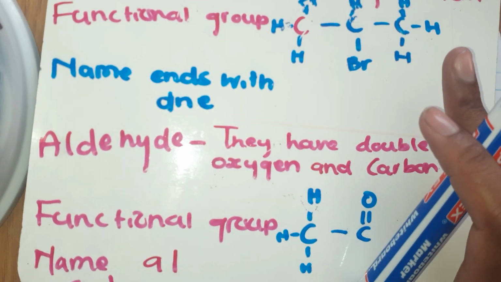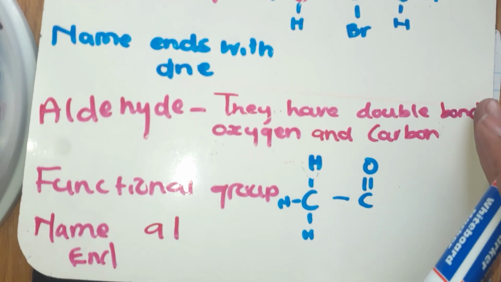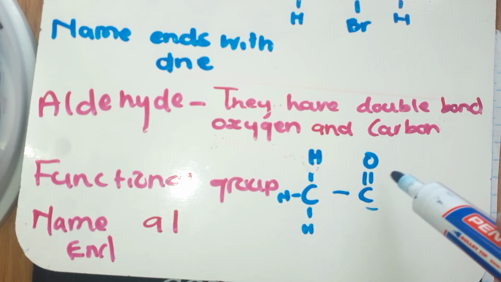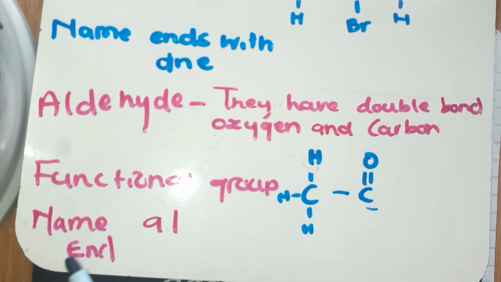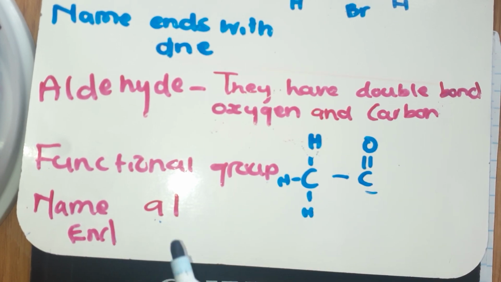And then we have aldehydes. They have a double bond between oxygen and carbon. So when you see a double bond of oxygen and carbon, just know you're dealing with aldehydes. The functional group is the double bond between oxygen and carbon, and the name ends with AL. Easy, right?